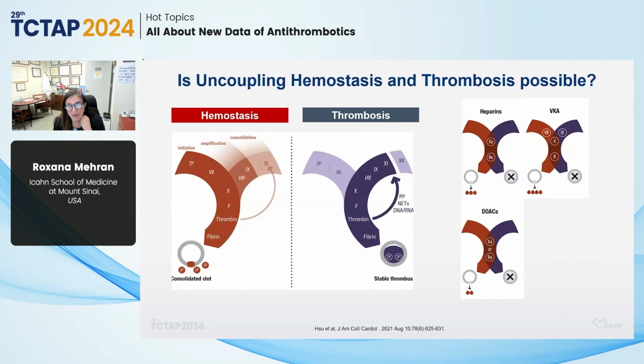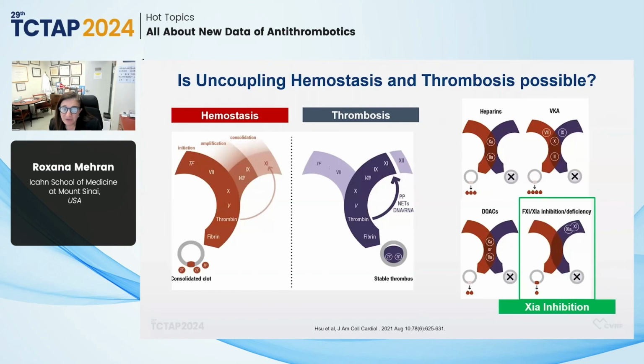And of course, we have been through heparins, VKA, DOACs, all of them, looking at and combining these things, and the level of inhibition is such that while you can inhibit the stable thrombus, hemostasis is not being established. So there are issues with increasing bleeding events. But factor 11 inhibitors can be the promise for the future.